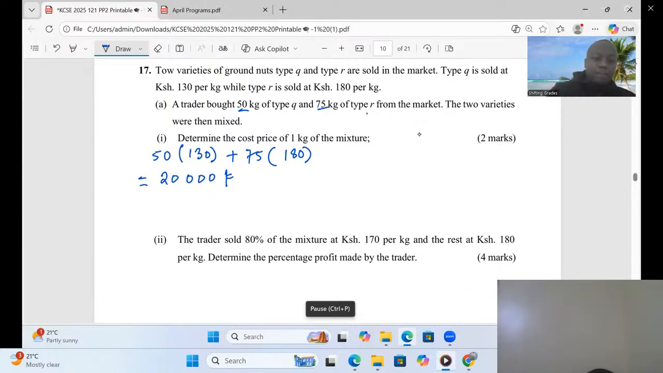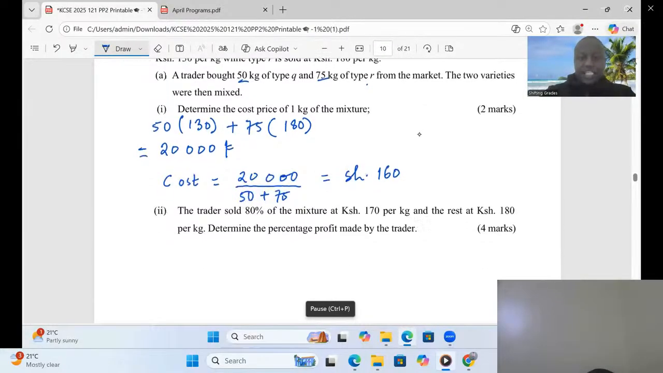Then how many kilograms are they? The cost per kilogram shall be 20,000 divided by the total of 50 and 75. When we divide, I'm getting exactly 160 Kenya shillings. So a kilogram of this mixture is costing 160 Kenya shillings.